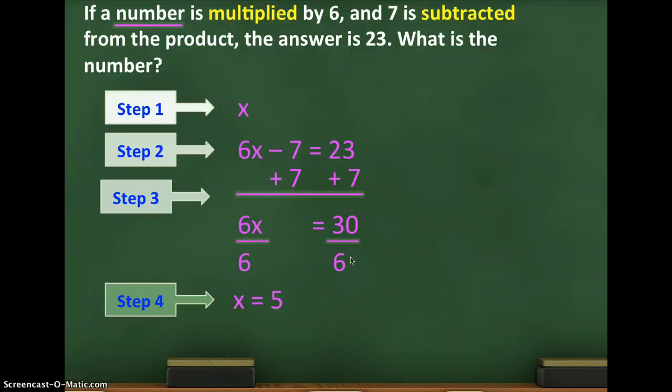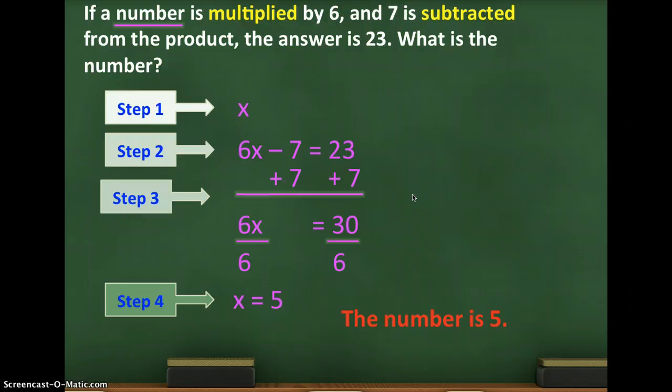So what is the number? The number is 5. I hope you have the same answer as this. Now, it doesn't matter if you use x, n, a, or whatever letter. The important thing is that you have a variable and that the answer is 5.